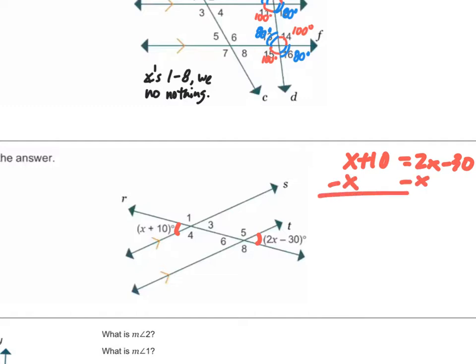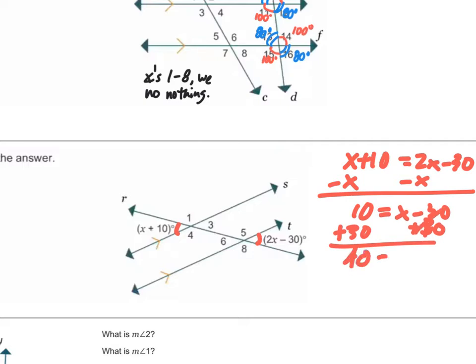I can subtract x on both sides, and I get that 10 is equal to x minus 30. I'm going to add 30 to both sides, and we get that 40 is equal to x. Now that I know what x is, I'm going to substitute it back in here. If I take x equal to 40 and get 40 plus 10, I know that this angle measure right here is 50 degrees.